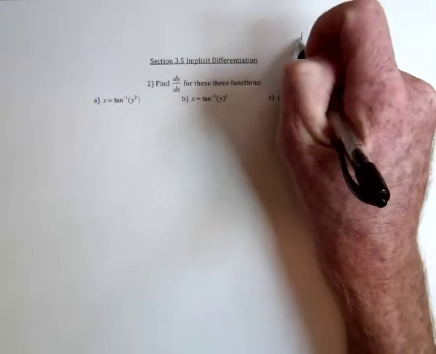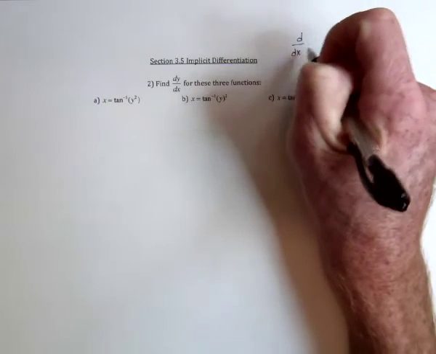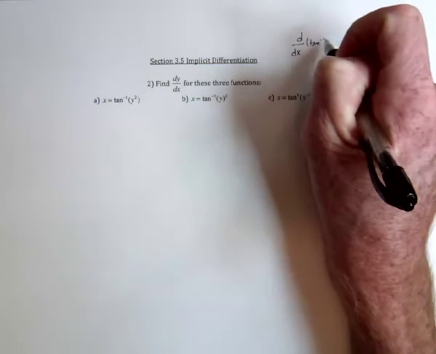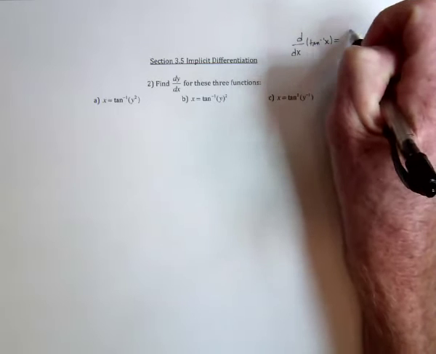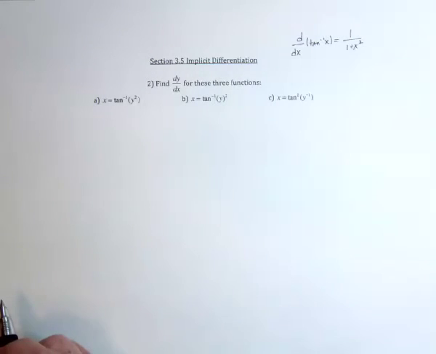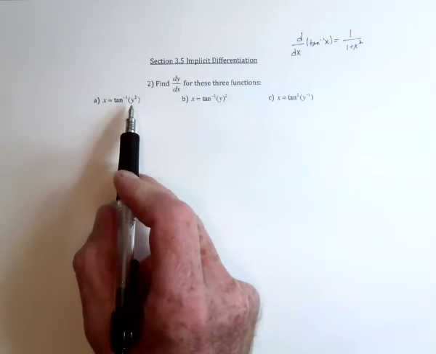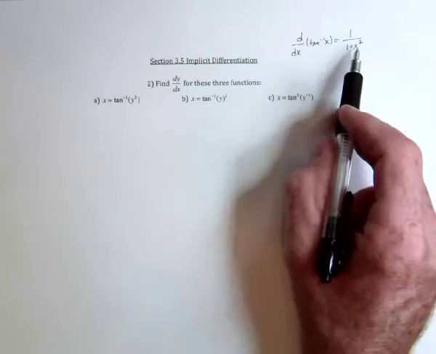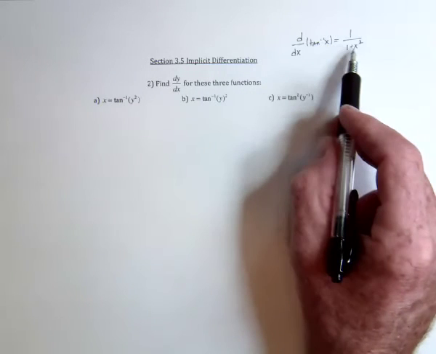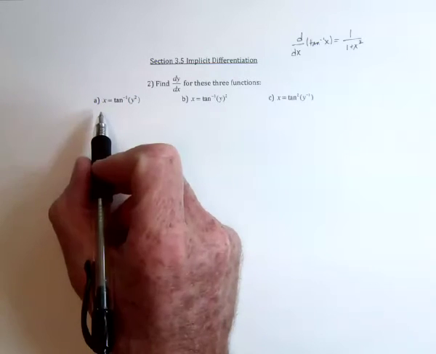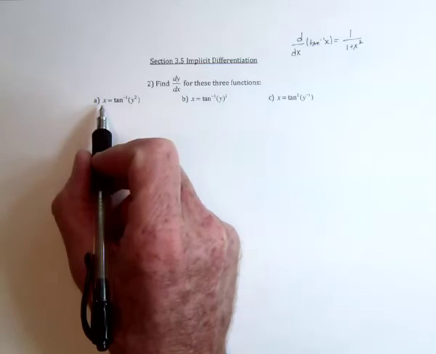So you've got the derivative with respect to x of tangent inverse, if it was just an x, would be 1 over 1 plus x squared. Well, instead of an x, we've got a y squared. So this is saying whatever you've got right there, you've got to square it right there. So we're actually going to get 1 plus y to the fourth. So it's going to be, we've got to take the derivative on both sides.